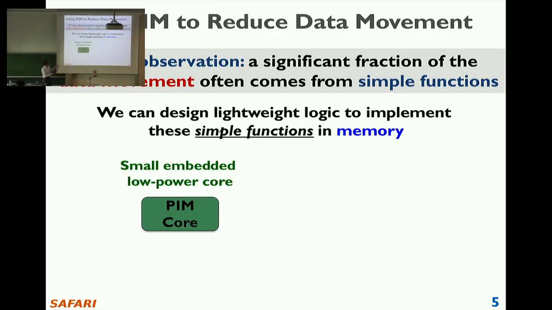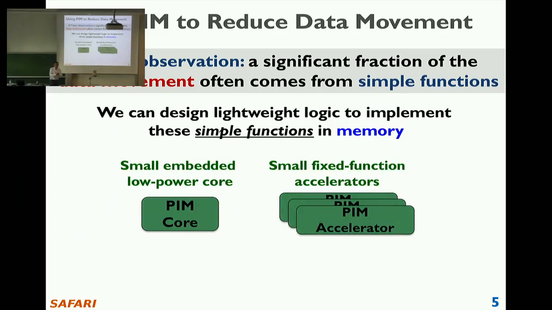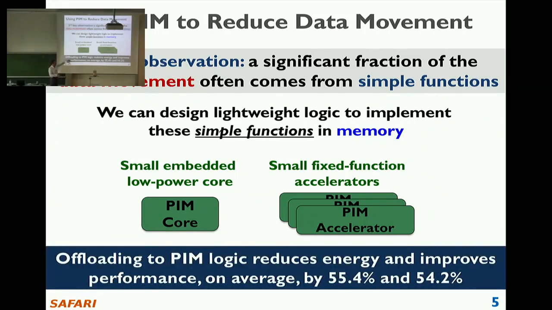So how do you actually implement lightweight logic? You can have a small embedded low-power core, or you can have small fixed function accelerators. In my opinion, having a reconfigurable logic layer at the bottom of memory is really important, because you can reconfigure it based on the function that you need. And it turns out you can improve performance and energy by about 2x. So that's what the result shows.